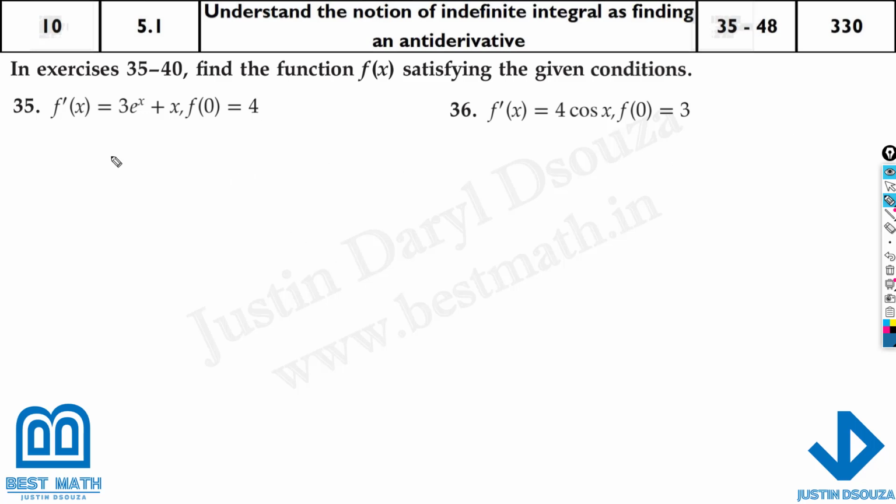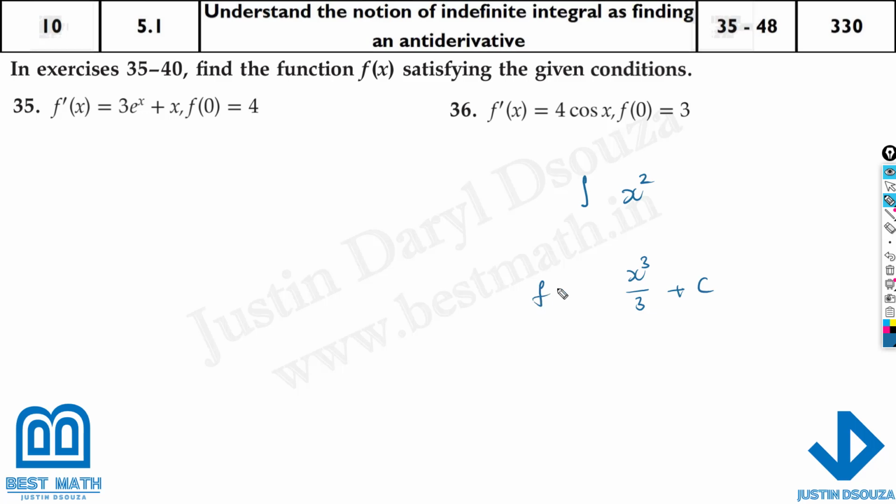Before I continue, many students get confused. What is this f of x, f dash of x? Like, how exactly can you understand this? So let me take an example, x power 2. Let me integrate this. What is the answer? The integration will be x power 3 by 3 plus c.